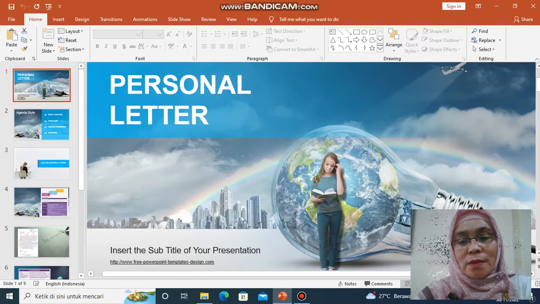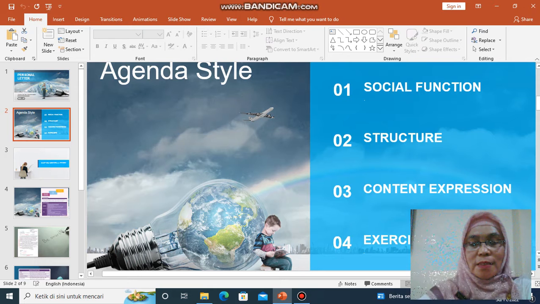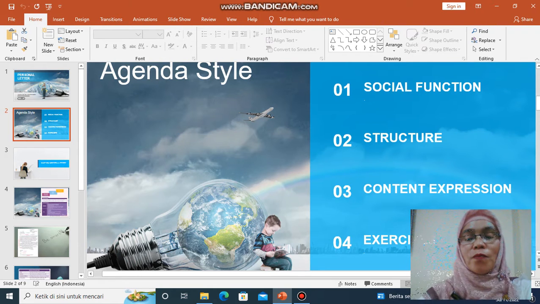Right, pupils? Now I'd like to tell you about the lesson of personal letter. Personal letter is a letter that is always made by all of the people. Of course, we must know what we can study in the personal letter. The first, we can know the social function of the personal letter itself. And the second, the structure of the personal letter. How is the form of the letter? And then the third, content expressions. And the next, exercise. Let's exercise to make the letter.